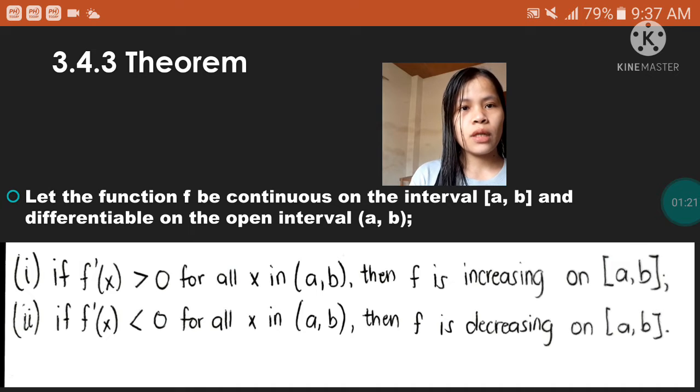While in Theorem 3.4.3, let the function f be continuous on the closed interval a and b, and differentiable on the open interval a and b. If f prime of x is greater than 0 for all x in the open interval a and b, then f is increasing on the closed interval a and b. In number 2, if f prime of x is less than 0 for all x in the open interval a and b, then f is decreasing on the closed interval a and b.